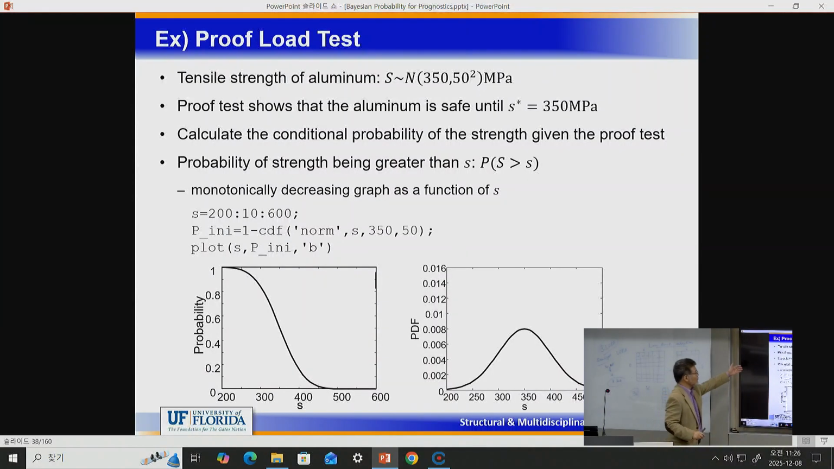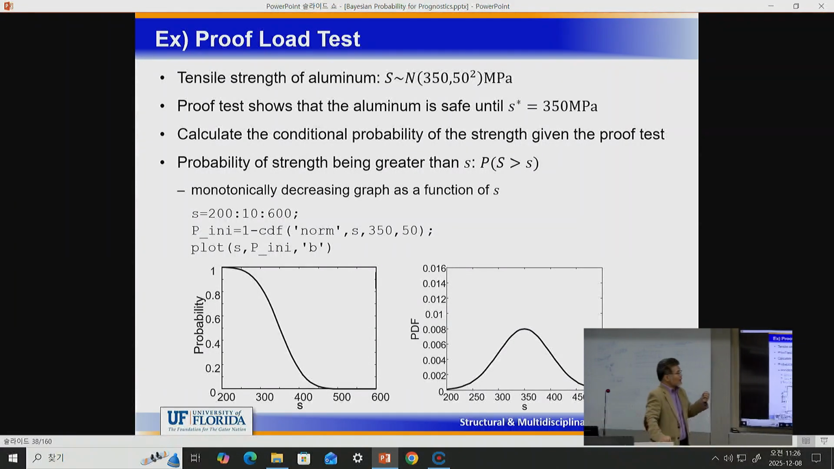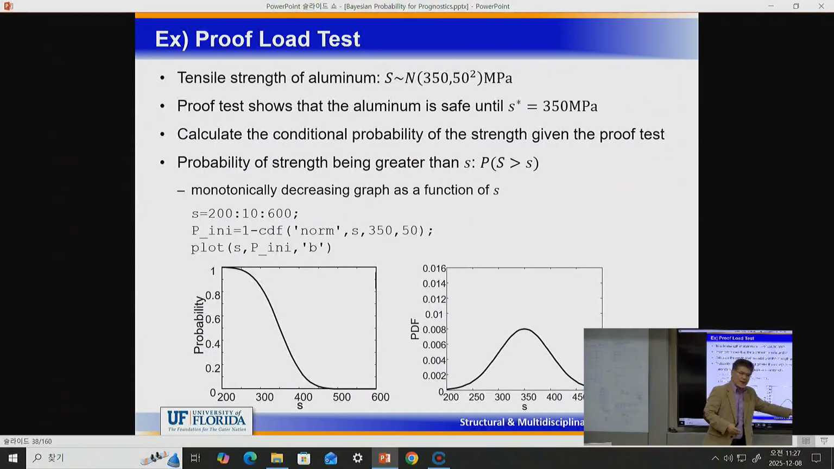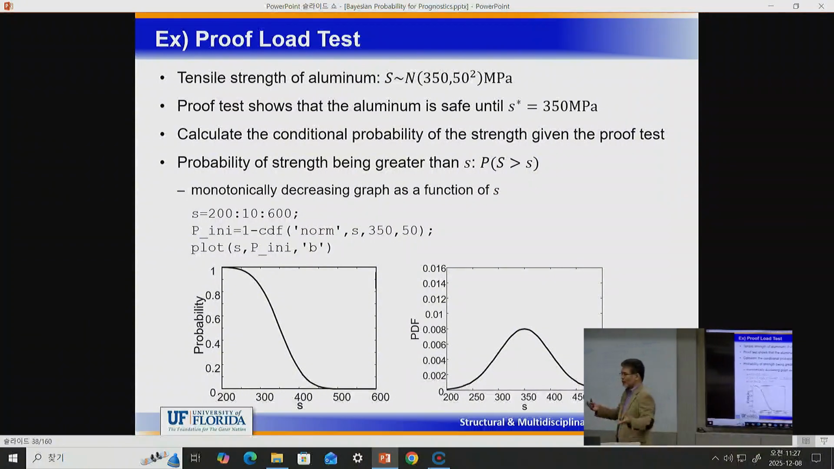So that's the proof test. It shows 350, but it's not actual data of failure strength. It is data that says it is safe until 350. That's the information that you have. And the question is, how can that information play the role of improving my knowledge? Improving what? Reducing the uncertainty, right? Without this proof test, your uncertainty will be this distribution, because that's based on 100 previous samples, so that's the failure strength.